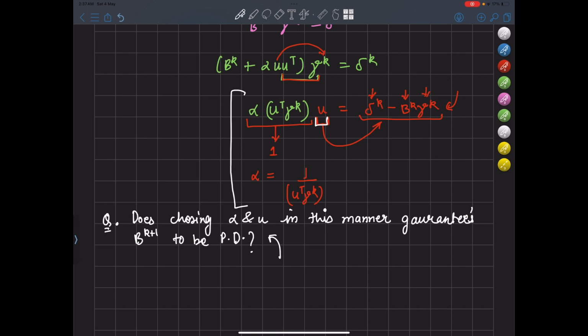So today we concluded Newton's method. We discussed modified Newton's method. We also discussed the trust region based method, and we started with the quasi-Newton condition, and we'll try to answer the question whether choosing alpha and u in this way ensures that bk plus 1 is positive definite in the next lecture.